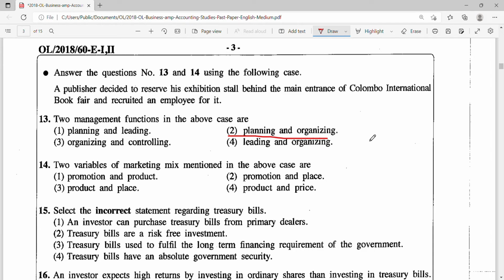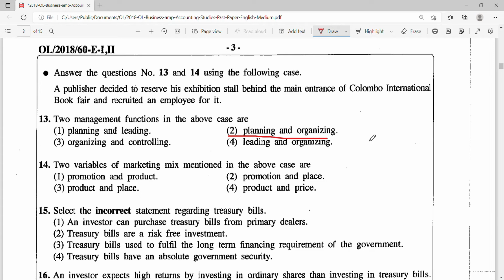Yes. Here in the Colombo International Book Fair, he is planning to put an exhibition stall so that his book will be made available to the customers. So, of course, you have place being discussed in this case. Finally, you have promotion. What happens in promotion? You are advertising, showcasing your product to the others.